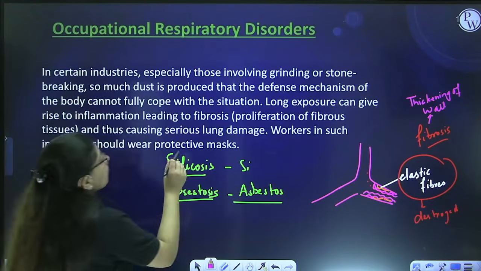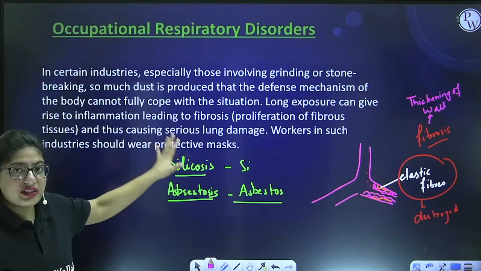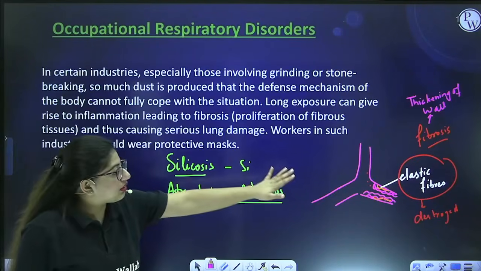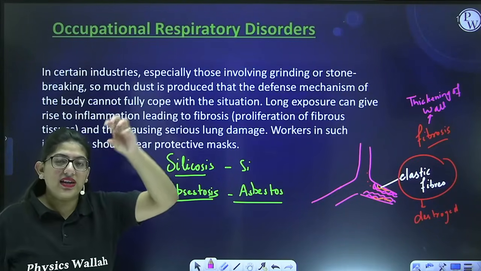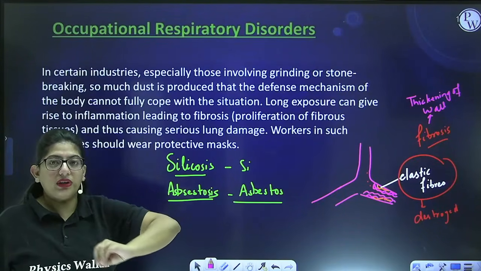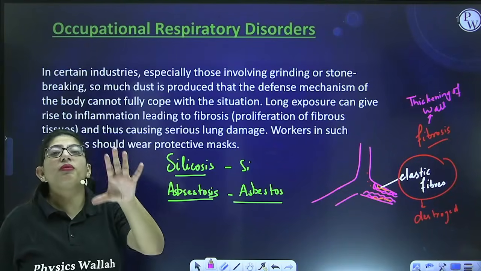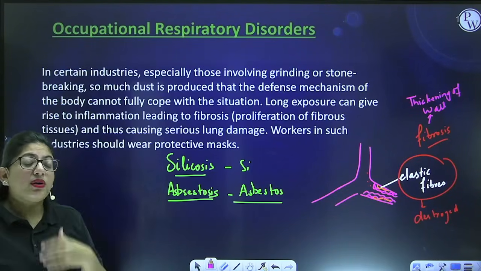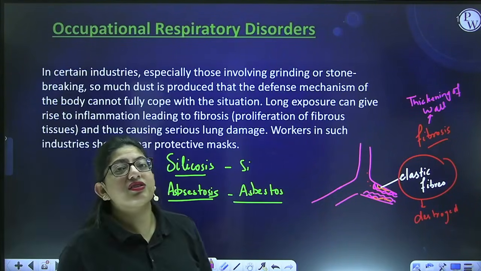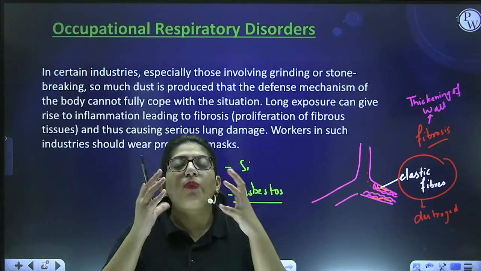You call it proliferation. Let me just read this for you. So when the thickness increases, there is narrowing of the lumen and a person is not able to breathe. This can lead to permanent damage also. So that's why people who are working in these industries should be provided with proper masks and all.